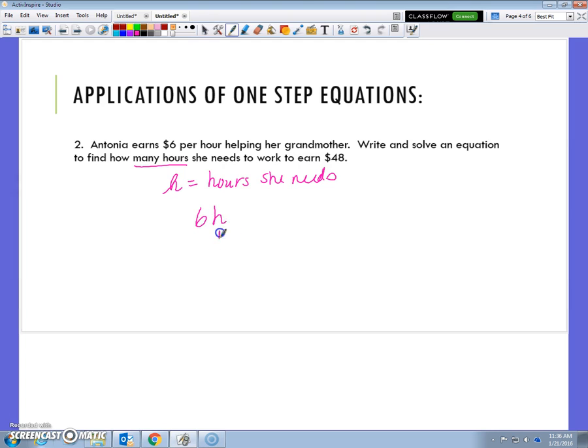So if I had a 1 in there, it'd be 6. If I had a 2 in there, 12. 3 would be 18. So we write that as 6 times h. And what we want it to equal is $48 because that's how much money she needs to make. So now we have this one-step equation.